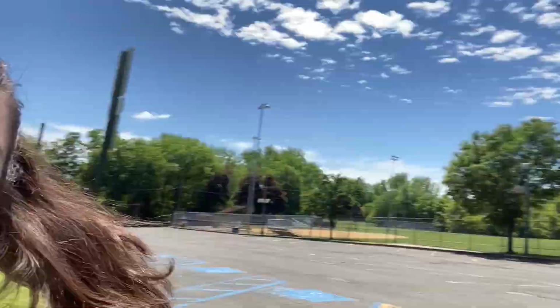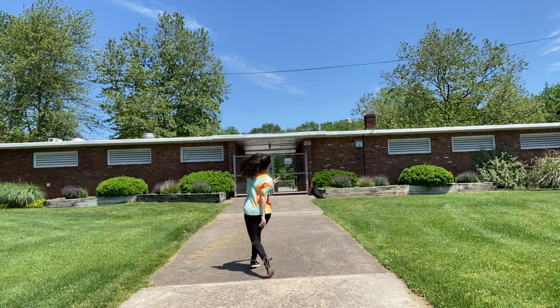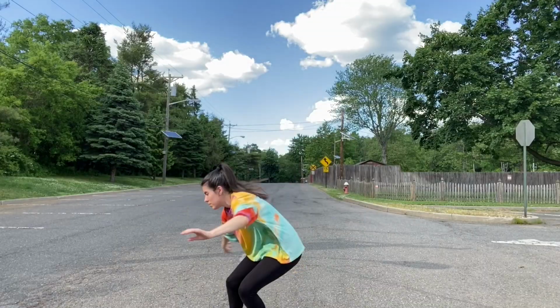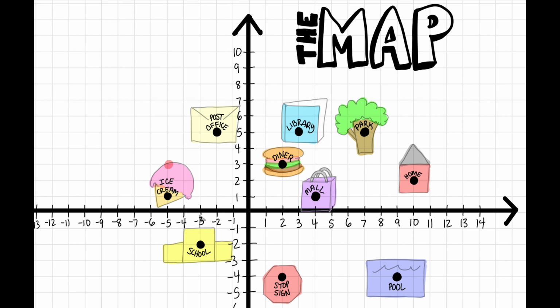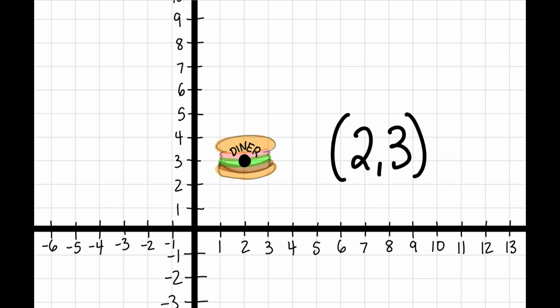I made it to the pool, look. Transport to origin. What is the ordered pair for the diner? If you said 2, 3, you are correct.